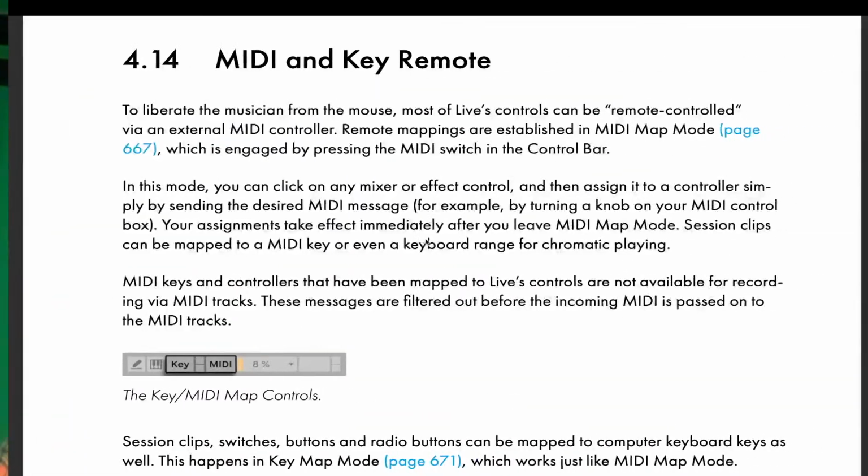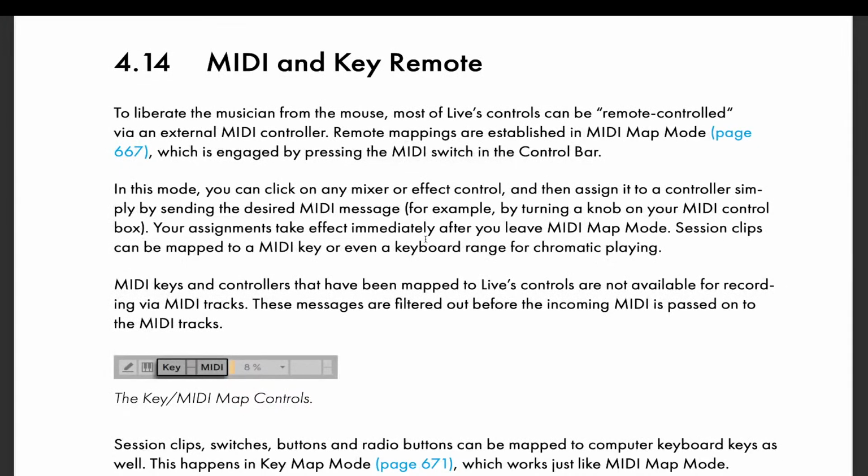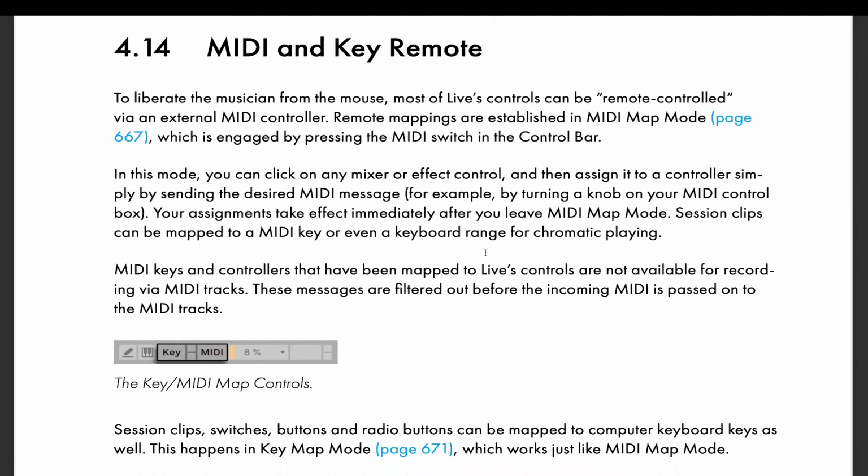Okay, let's go back to where we were. So we're talking about MIDI mapping by pressing the MIDI switch in the control bar. In this mode, you can click on any mixer or effect control and then assign it to a controller simply by sending the desired MIDI message, for example, by turning a knob on your MIDI control box. Your assignments take effect immediately after you leave MIDI map mode.